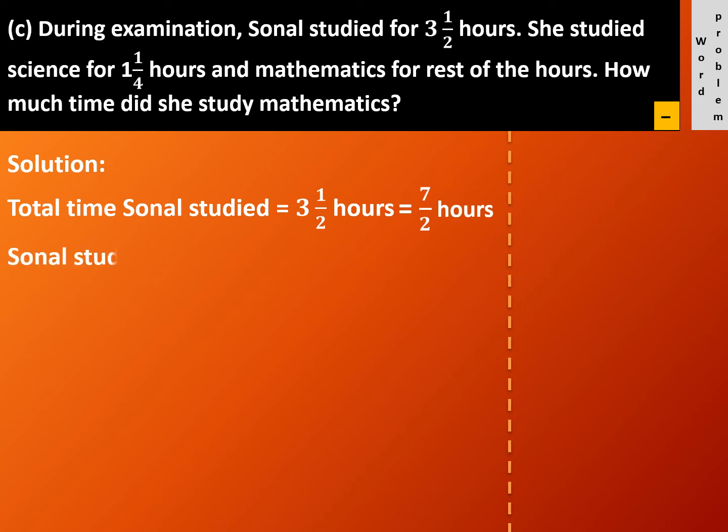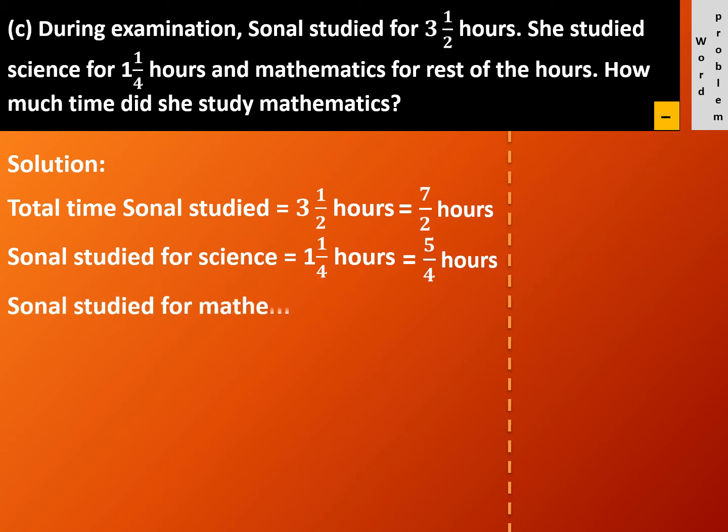The second statement is Sonal studied for science is equal to 1 upon 4 hours. It is also a mixed number. So let's convert them into improper fraction. How? Let's see. 4 ones are 4 and 4 plus 1 5. So the fraction is 5 upon 4 hours. And the third statement is Sonal studied for mathematics is equal to 7 upon 2 minus 5 upon 4.